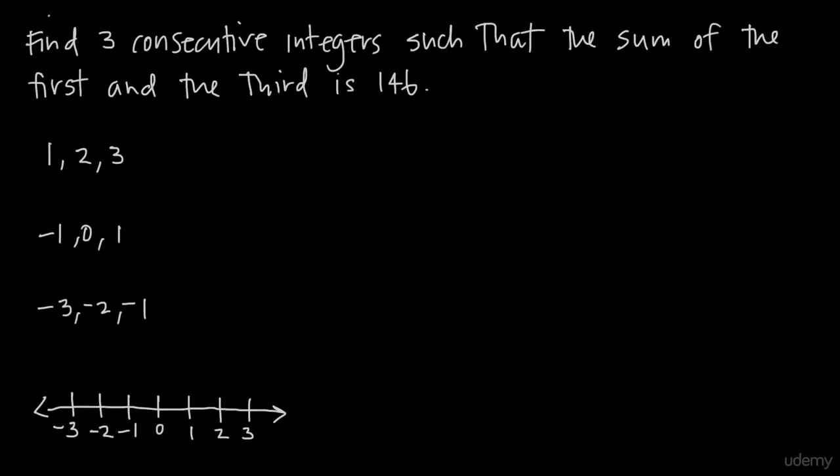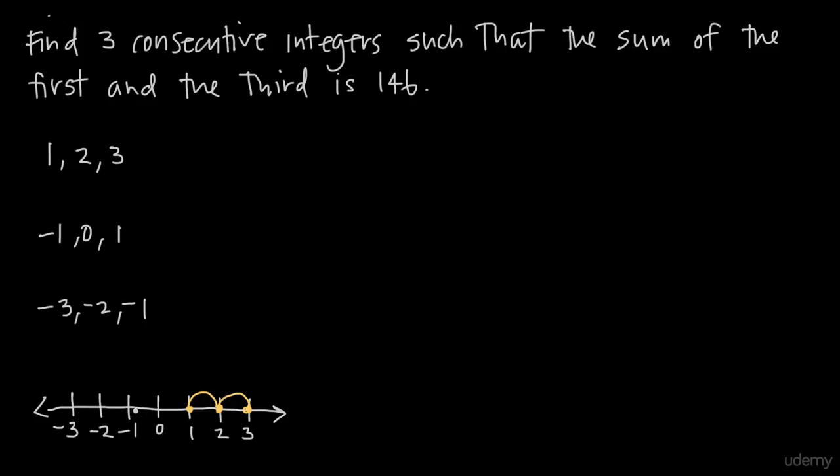And if you're not sure whether three numbers are consecutive integers, you can always plot them on your number line. So for example, 1, 2, and 3, if we start at the first integer and then we go to the other two, this is 1, 2, and 3, right? These three integers here. And because we can connect them like this, we know they're consecutive.